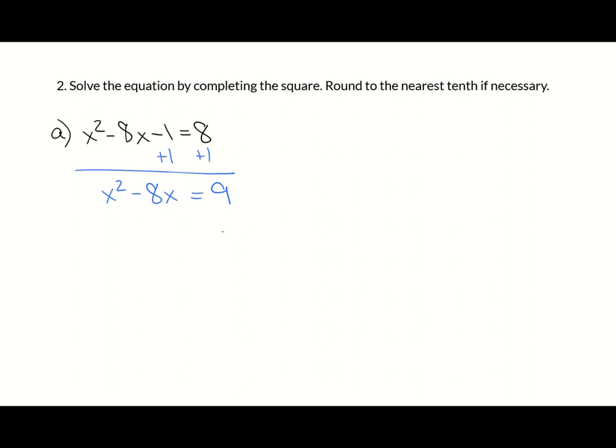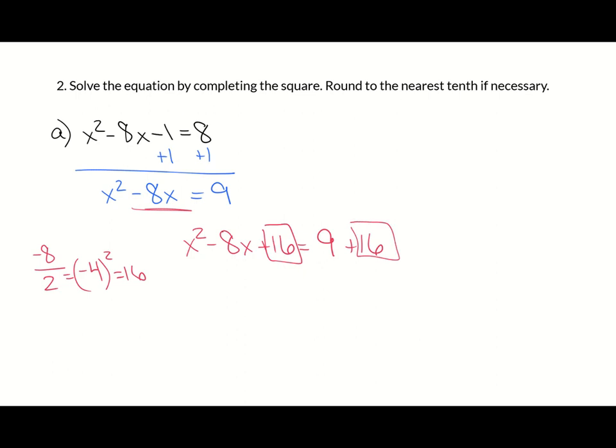Now I'm going to complete the square. So I'm going to take my linear term, divide it by 2, and then square that. Now I get 16. I'm going to add that onto both sides of the equation. So I would get plus 16 here and plus 16 there. That is my completed square.